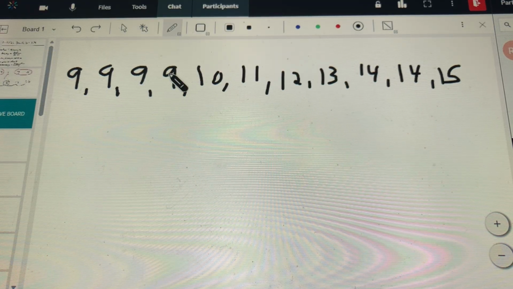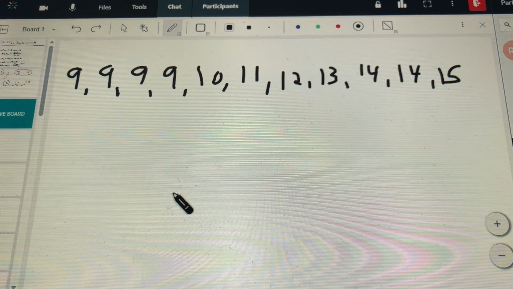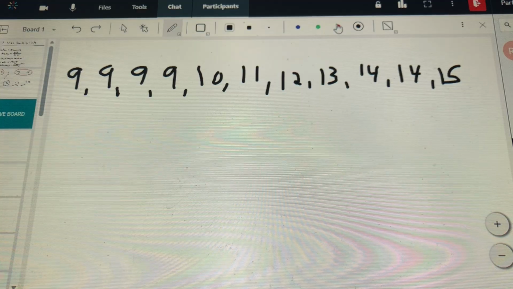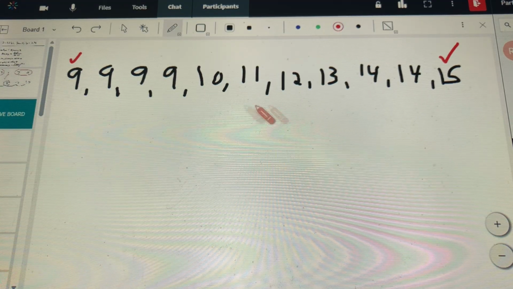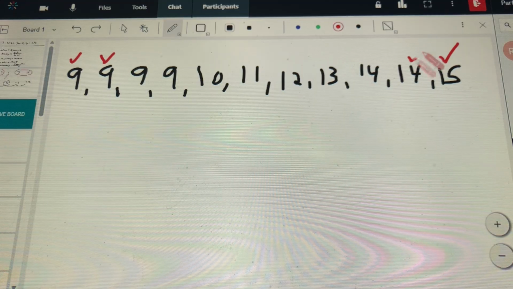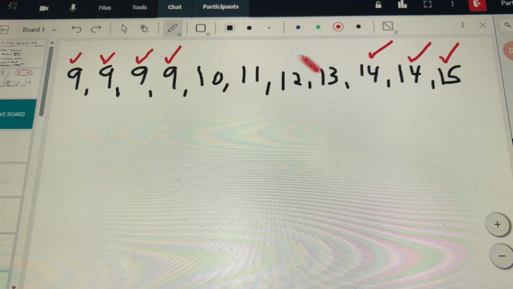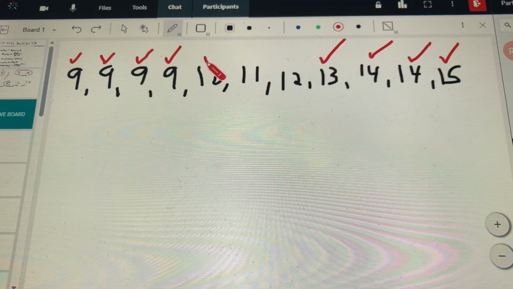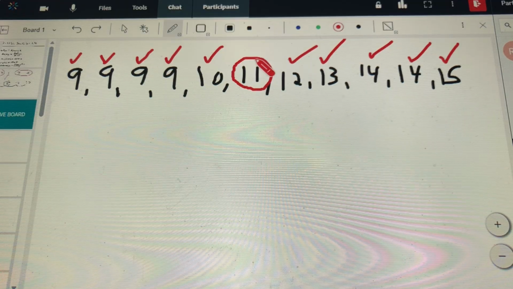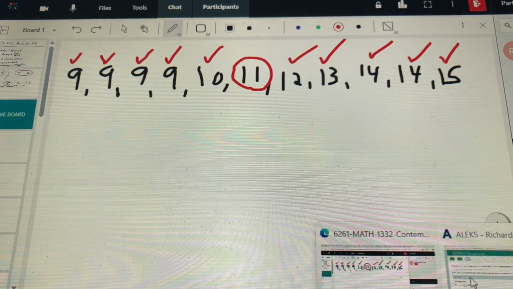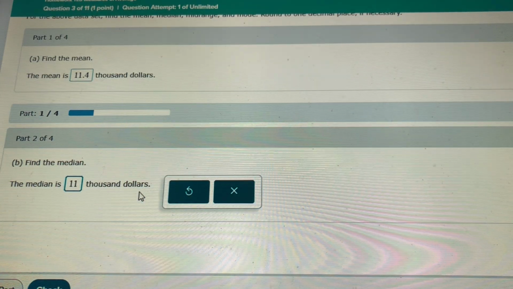1, 2, 3, 4, 5, 6, 7, 8, 9, 10, 11. Okay, good. So once they're in order, if you start checking off the highest and lowest, you eliminate those basically, then eliminate the next highest and lowest, and keep doing that over and over again until there's only one number in the middle. There it is right there, 11. So the median is 11 because there's 5 numbers smaller than 11 and there's 5 numbers bigger than 11.